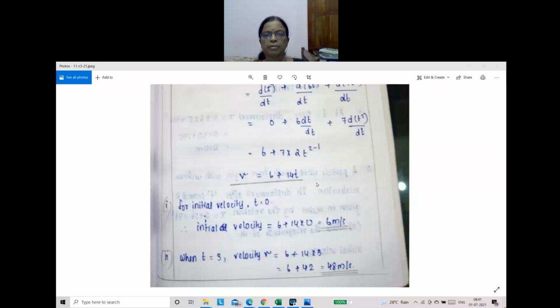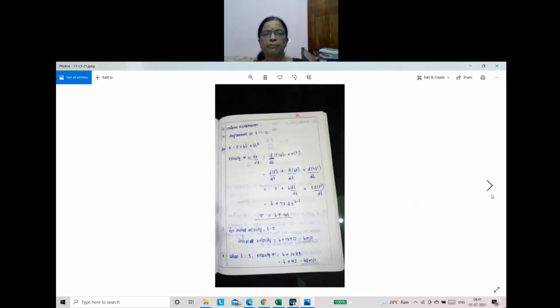Derivative of a constant, d by dt of 6 plus d by dt of 14. Derivative of a constant is 0, 14 into dt by dt. What is dt by dt? dt by dt is 1. So what is the answer? See, 1 second is enough. Got it? 14. 14 is the correct answer.